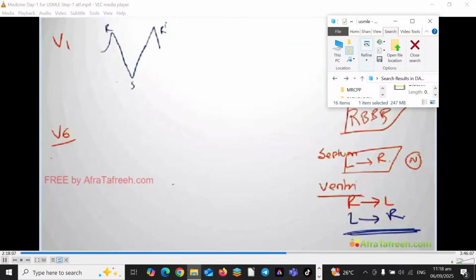So this is the concept which is happening in V1. Now we'll see what will happen in the left-sided leads. V6 is the left-sided lead, right? The first deflection in V6 was because of the septum. The septum is still going from the left to the right side. So it will be negative.